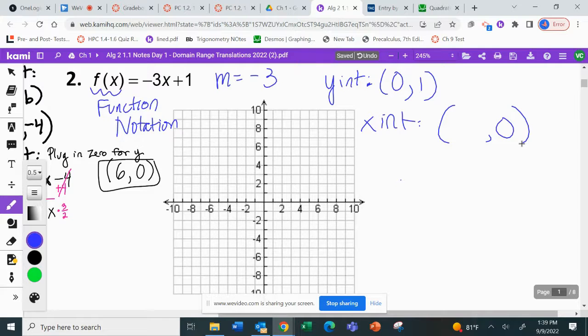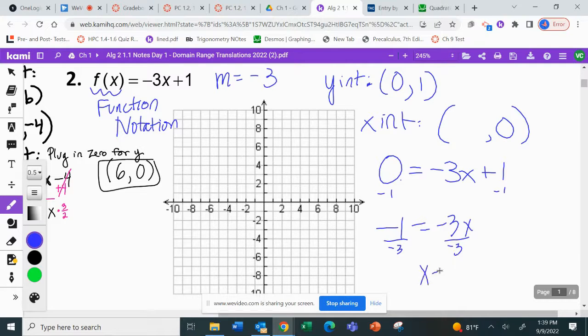Looking at this equation, I can't see it yet. We got to plug that 0 in for y, or f of x, and solve it. So I'm going to peel away the layers. The first thing I'm going to do is take away 1. I get -1 equals -3x. Divide by -3. That's not a fraction, so I can just divide it. And then I get +1/3 for my x value. So my x-intercept is at +1/3.